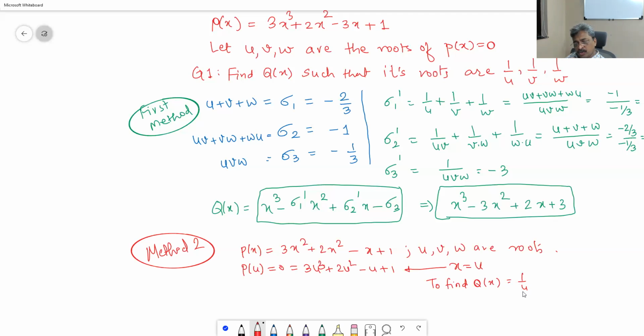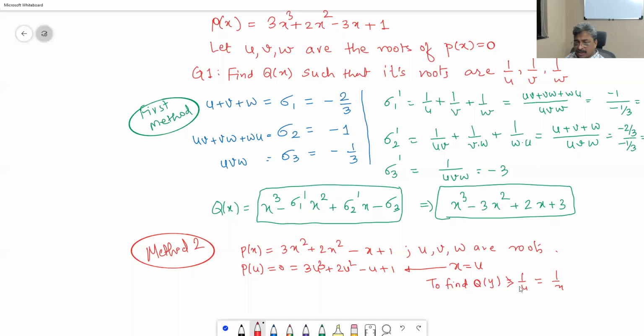So 1 upon u would be actually 1 upon x, because x is equal to u. Now, if I say q of x, this x will get confused with the other x. We are searching for a polynomial q, so we will write that polynomial in y. Find q of y such that its root is 1 upon u, that means 1 upon x.